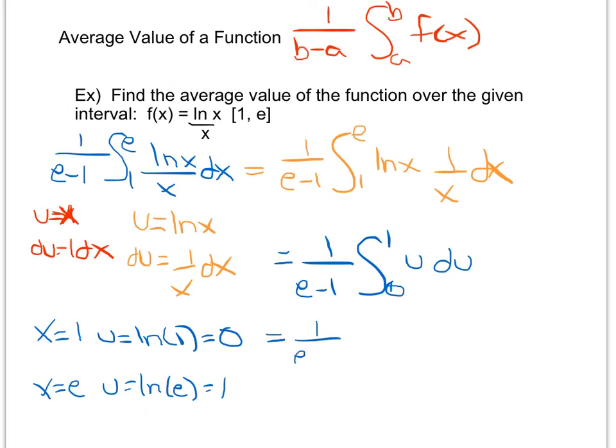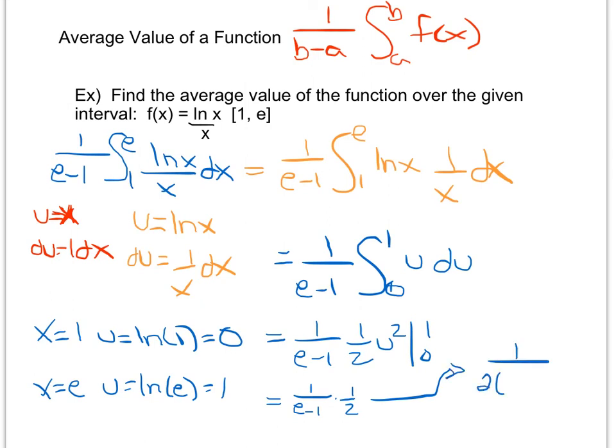I end up with 1 over e minus 1. The integral of u ends up being 1/2 u squared from 0 to 1. If I plug in 1, I end up with 1/2 times 1 squared. If I plug in 0, I end up with 1/2 times 0 squared. So this will simplify when I plug in the top and then subtract the bottom. 1 over e minus 1 times 1/2, and that would be it. I want to say plus c. Oh, no, I do not want to say plus c because I had an upper and a lower limit. I could rewrite this a little bit better and say this is the same thing as 1 over 2 times e minus 1, which I could approximate with my calculator if I wanted to.